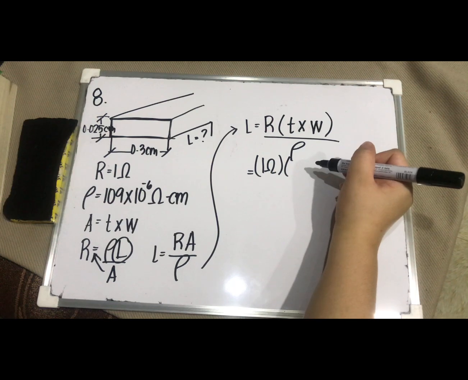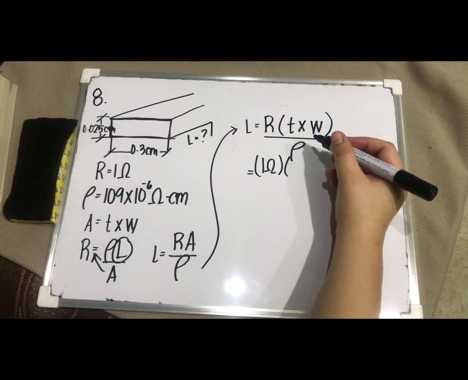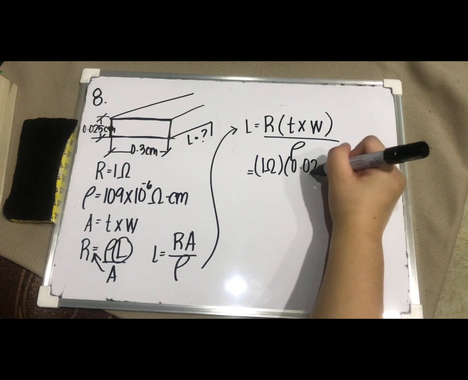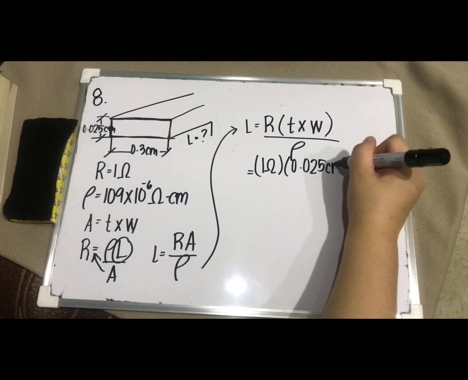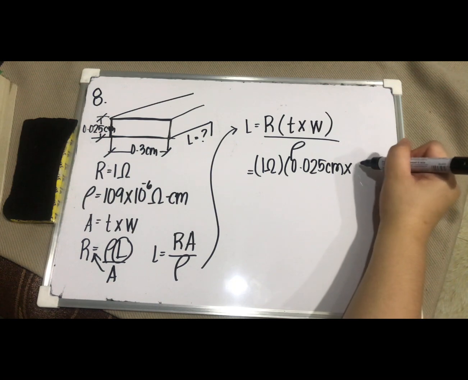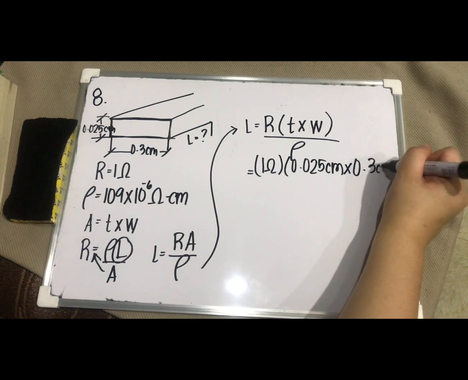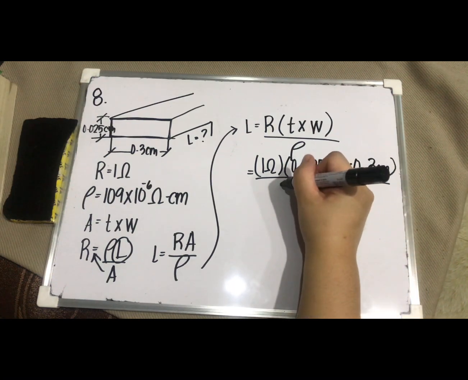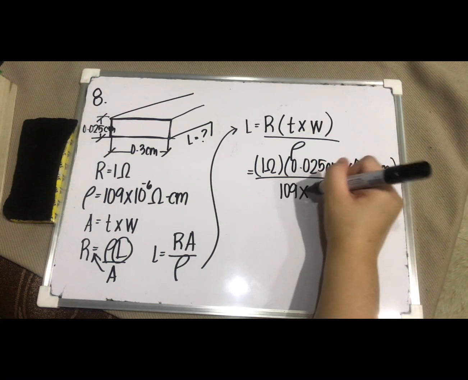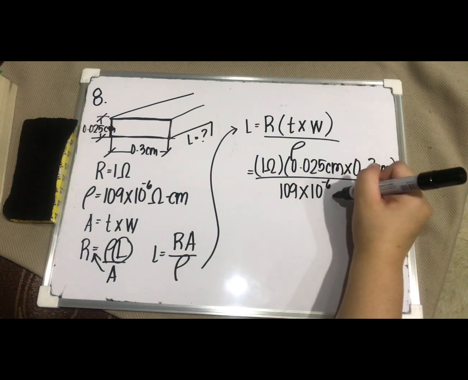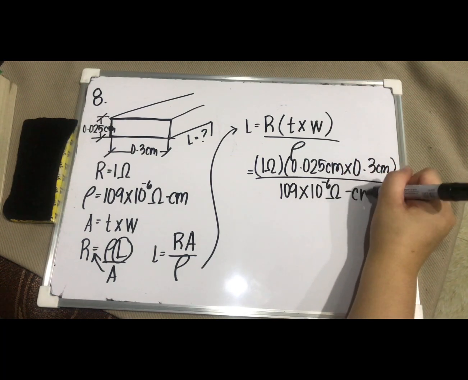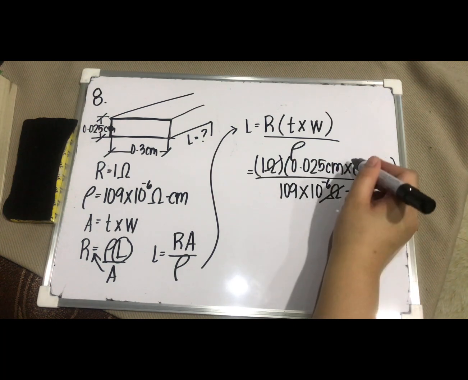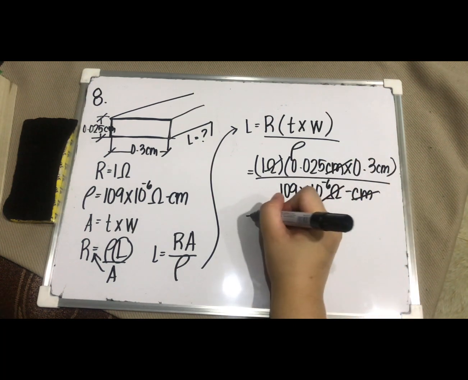Ang resistance natin ay 1 ohm. Ang thickness natin ay 0.025 cm and ang width natin ay 0.3 cm. Ang specific resistance natin ay 109 times 10 raised to negative 6 ohm cm. So, cancellation of units, ang matitira sa atin ay cm.